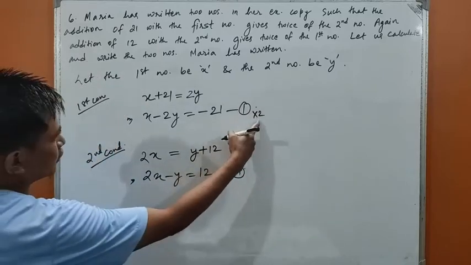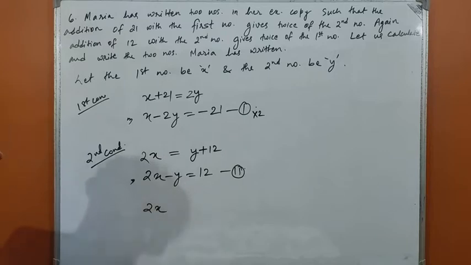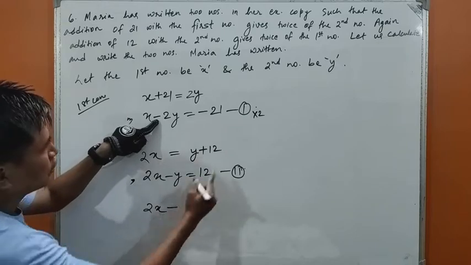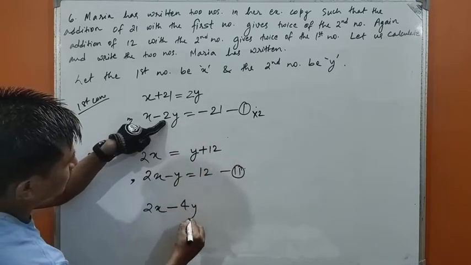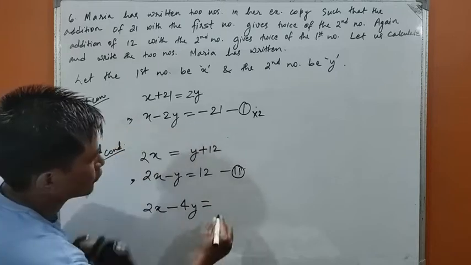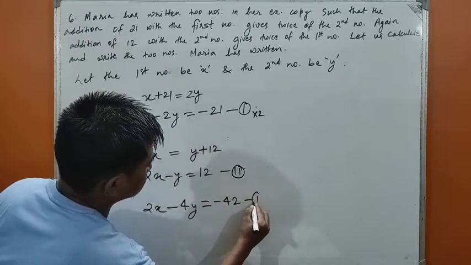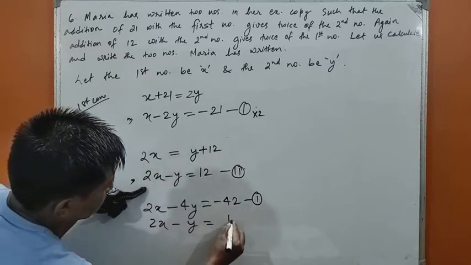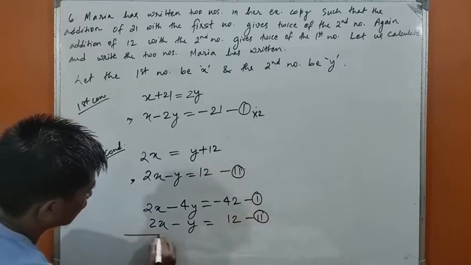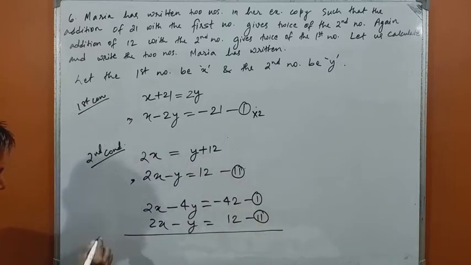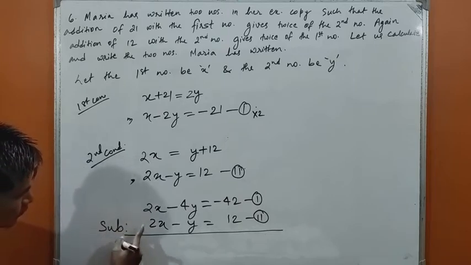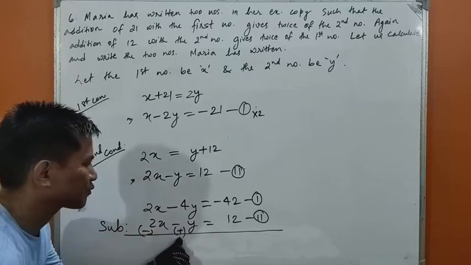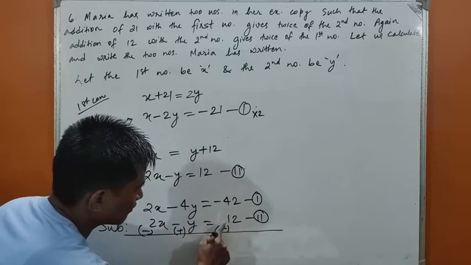So this gives us 2 into x is 2x. I am rewriting equation 1 by multiplying 2. 2 into x is 2x minus 2 2s are 4y, isn't it? Equals to 2 21s are 42, minus 42. This is equation 1. And equation 2 we have 2x minus y equals to 12. Now we need to change the sign because both of them have positive. So subtracting, plus 2x becomes minus 2x, minus y becomes plus y, plus 12 becomes minus 12.